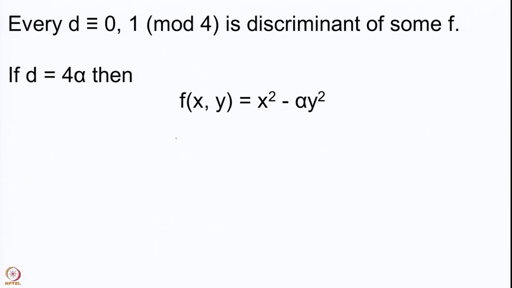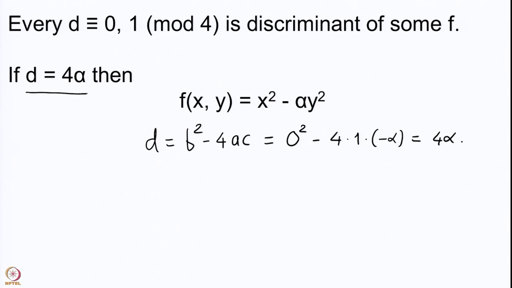Here if you want to compute the discriminant, remember, the formula for D is b squared minus 4ac. Here b is 0, so we get 0 squared minus 4, a is 1 and c is minus alpha. So we get 4 alpha, which is what we had here. So whenever you have a number which is divisible by 4 in the integers, then any such number is the discriminant of this very simple looking form. The form does not have the middle term, its coefficient for x squared is 1 and the coefficient for y squared is then the number it has to be, because you want the discriminant to be equal to 4 alpha.